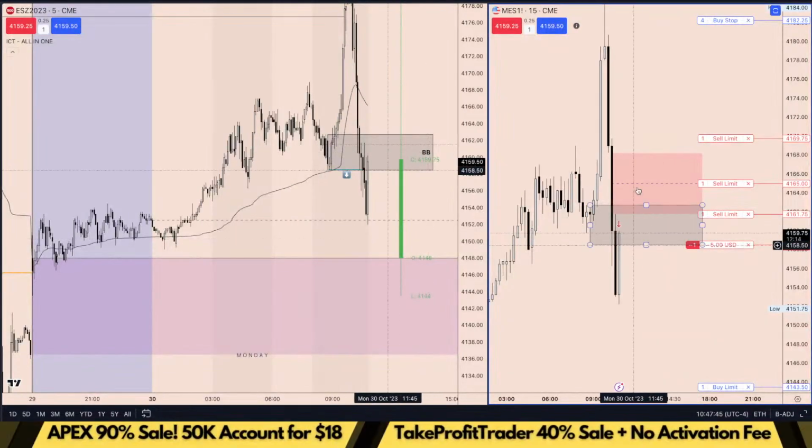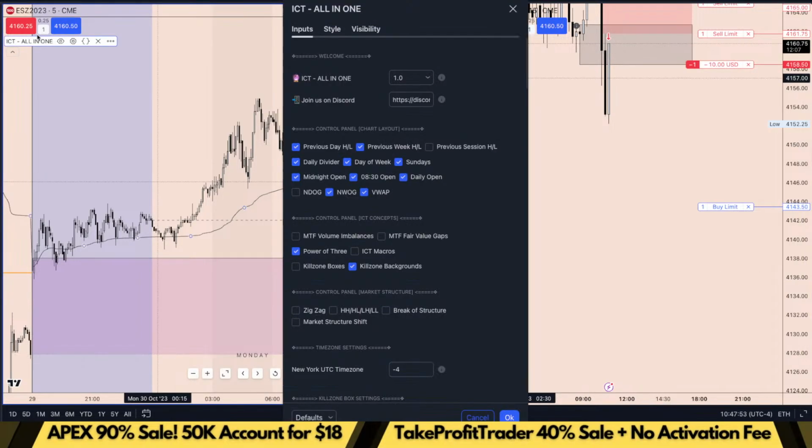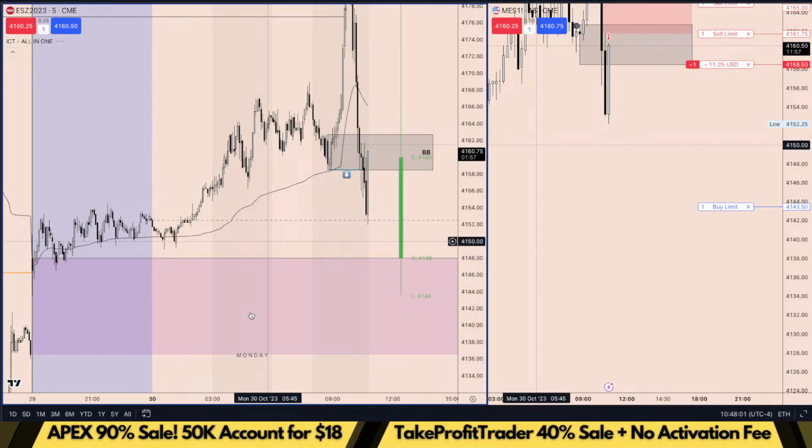We scale into our position. We have our take profit targets. Then 50% of our new week opening gap. We can simply use the ICT All-in-One Indicator, scroll down to the new week opening gap, and mark out the consequent encroachment. Let it load here a little bit.